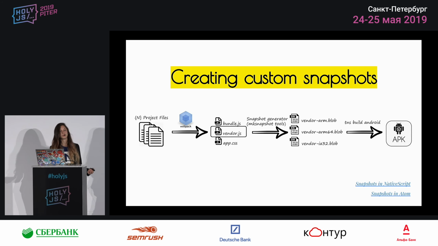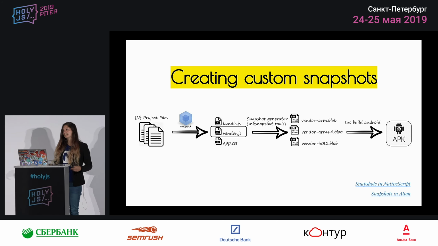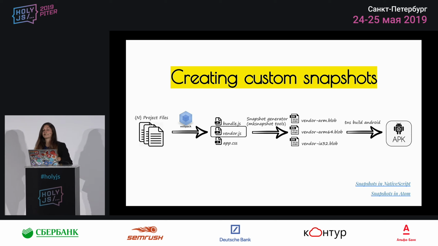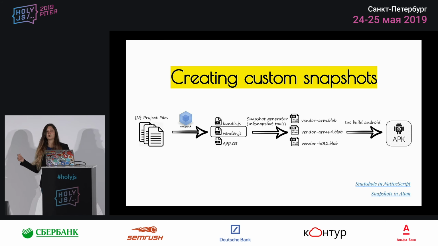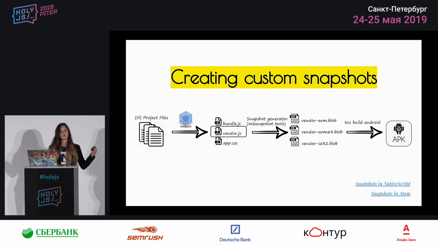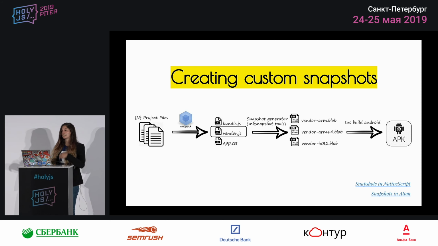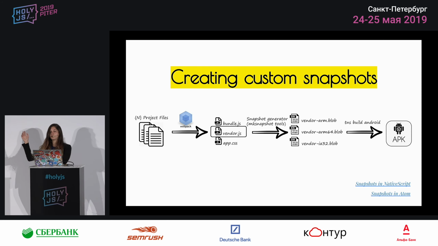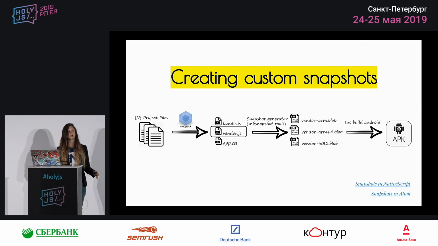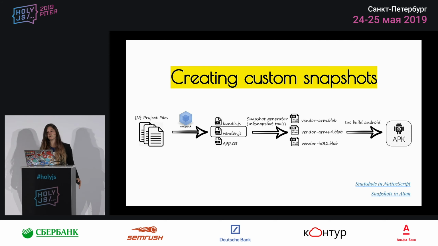That snapshot generator tool creates a new instance of V8 with a new isolate and executes the vendor.js file in a new context. Then it takes a snapshot of the heap, the memory heap at the current time, and saves that to a binary file on the file system.